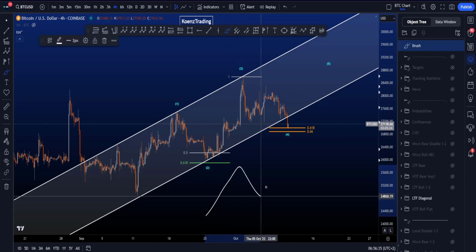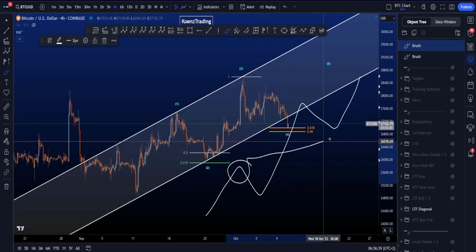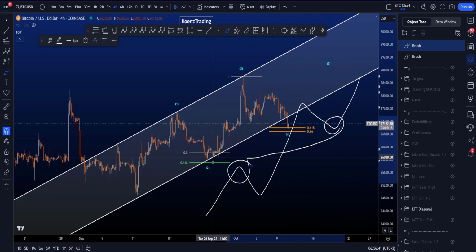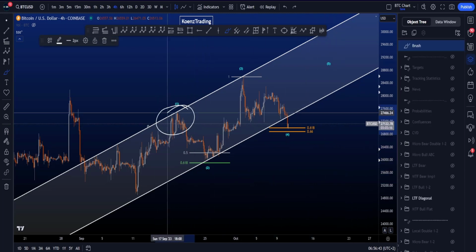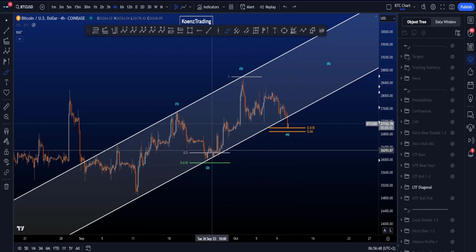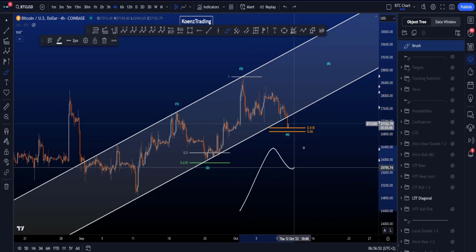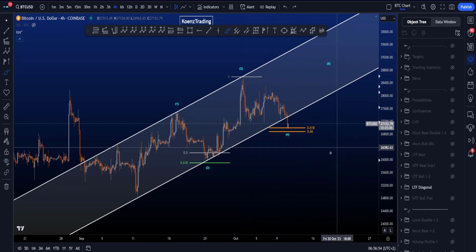First of all, we have the regular impulsive structure 1, 2, 3, 4, 5. You don't want to see overlap between wave 1 and wave 4, but clearly over here we have overlap between this first move to the upside and this move to the downside over here, and then potentially 1, 2, 3, 4, 5.